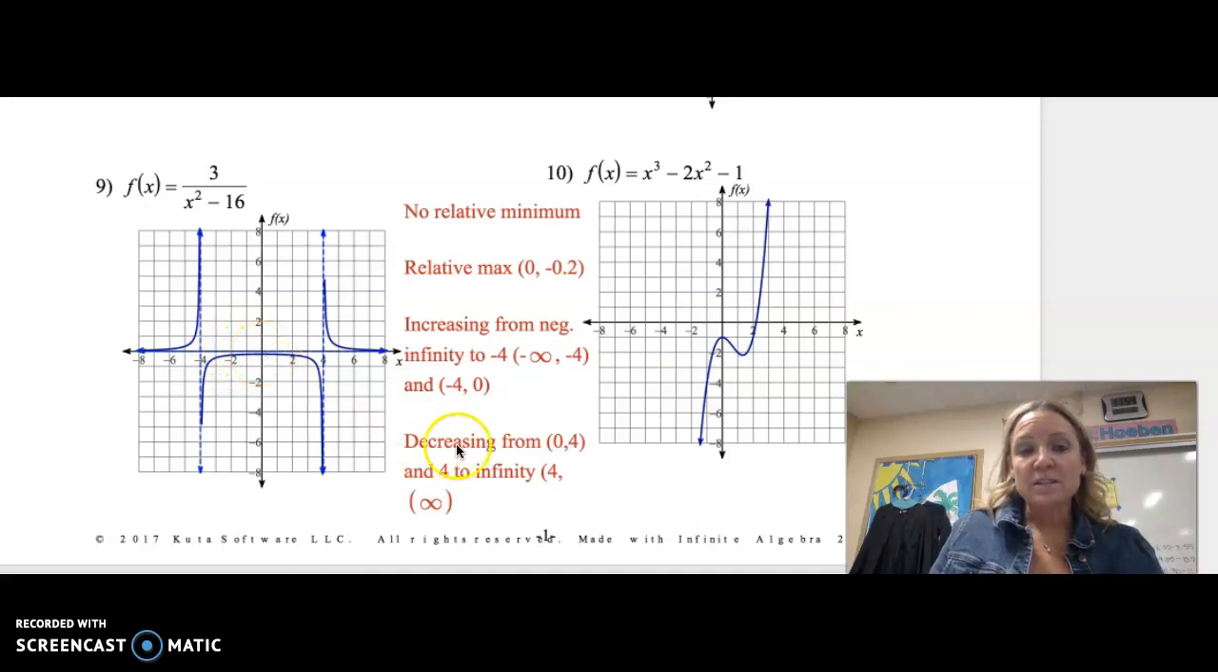And then where is this graph decreasing? And so it switches from 0 going down, down, down, down, all the way from 4 here. And it's also decreasing from 4 going down to negative infinity. All right.